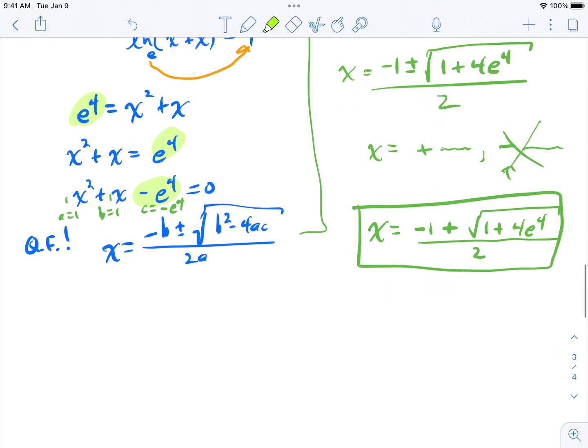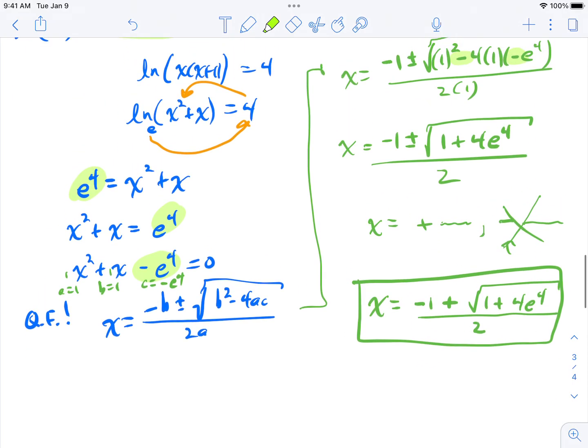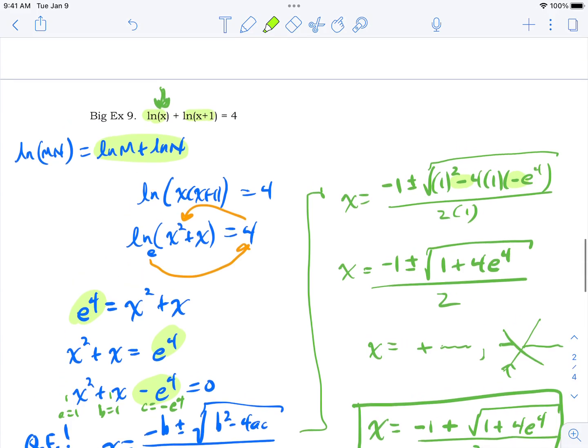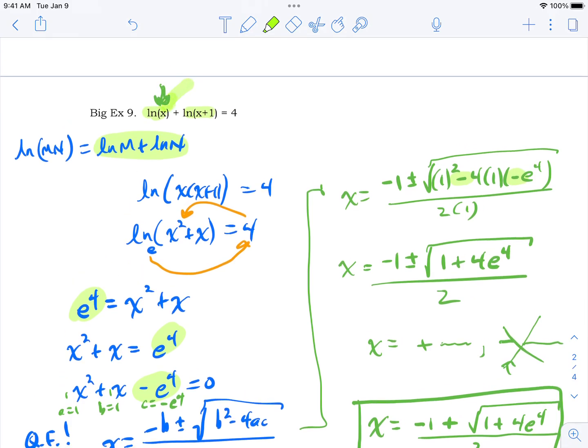Just use the quadratic formula, trust it, and always make sure you double check. Don't take a negative x if it's going to mean plugging a negative into a logarithm. You can't accept it. Cool. I think that's that.